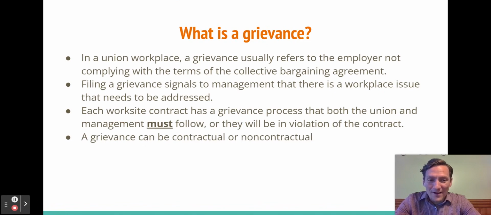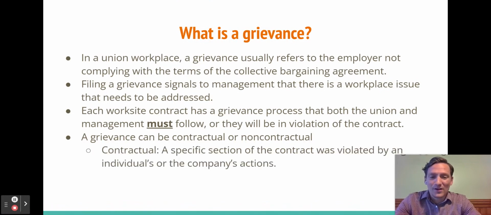All right, so a grievance can also be contractual or non-contractual. That's an important distinction to have here. A contractual grievance states that a specific section of the contract was violated by an individual's actions or the company's actions. That's a specific part of the contract that was not followed, so that's a contractual violation.